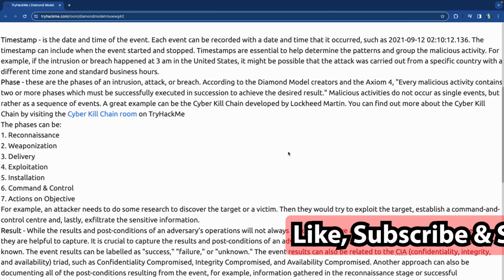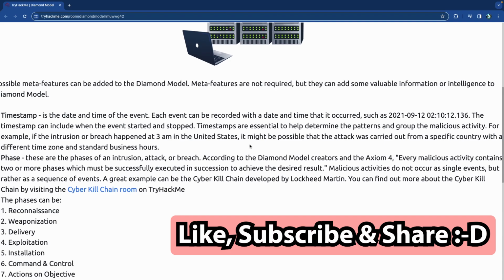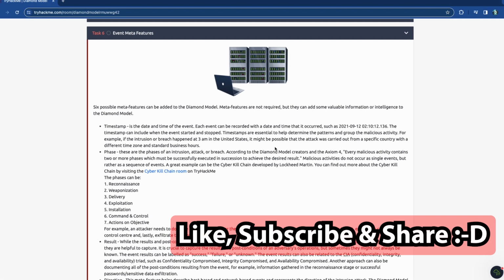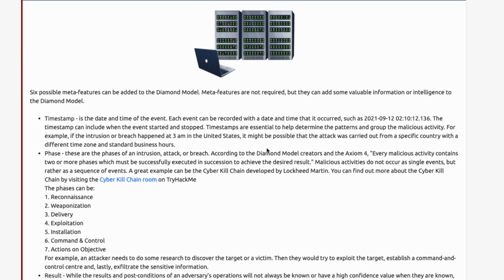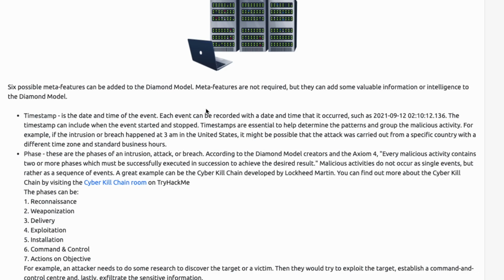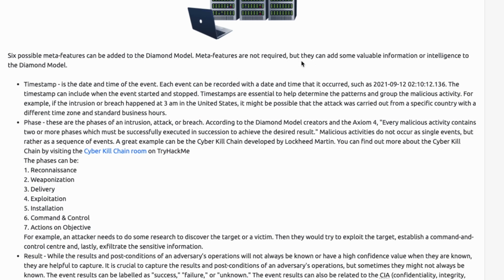Let's look at the meta features of the event. Let me zoom out and get a better zoom here. Six possible meta features can be added to the diamond model. They're not required, but they can add some valuable information or intelligence to the diamond model.